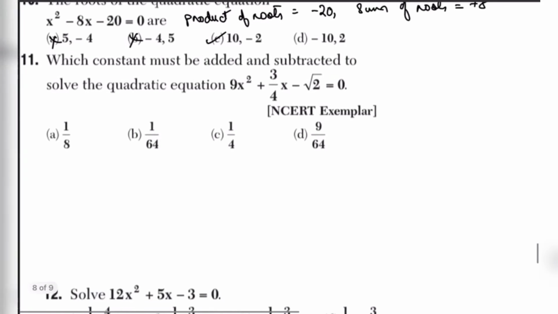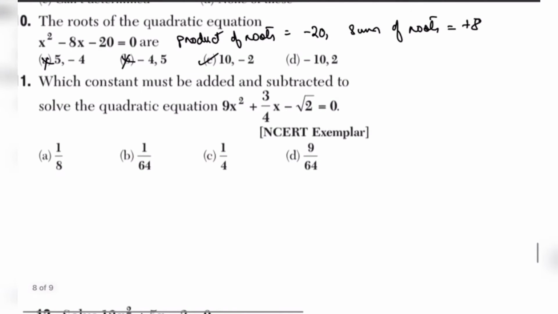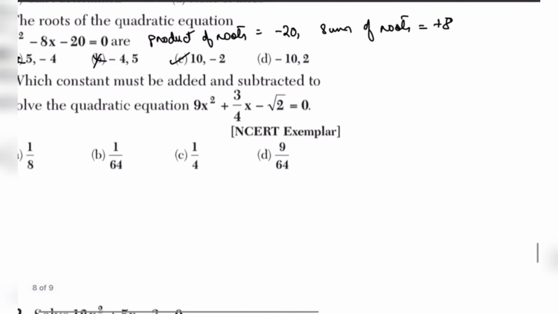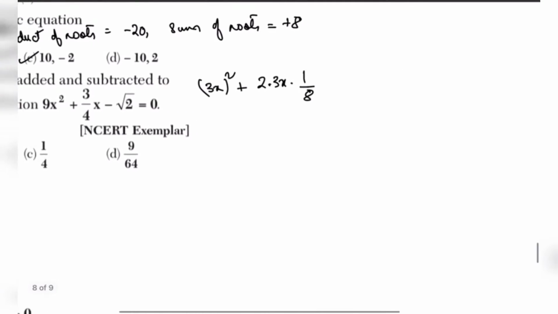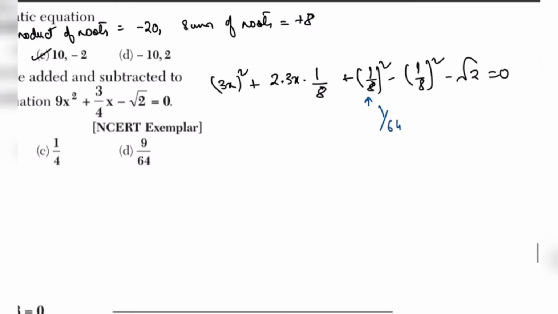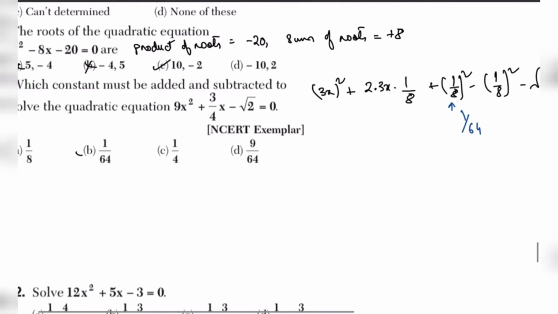What constant must be added and subtracted to solve this quadratic equation? So basically we are talking about completing the square. Let us see. So we have 3x whole square plus 2 times 3x times, so we want to make it 3 by 4, so it will be 1 by 8, and then you have plus 1 by 8 whole square minus 1 by 8 whole square minus root 2 equals 0. So 1 by 8 whole square, that is 1 by 64, is your new term. Let's see if it is there in the correct option. Yes, it is. So there you are.